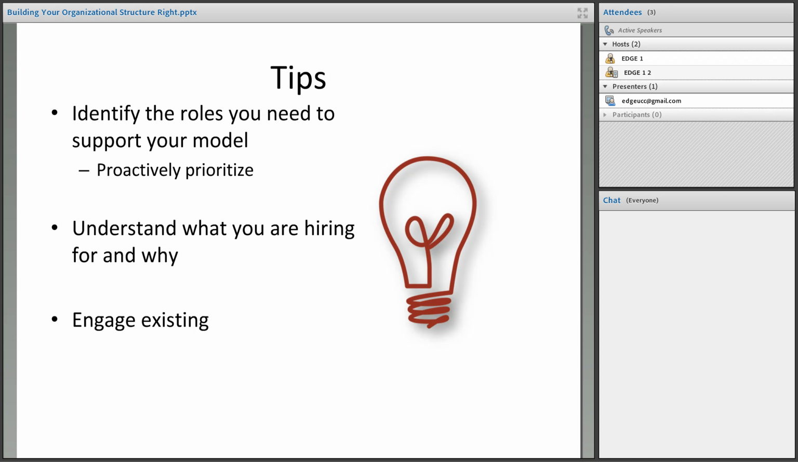And engage your existing employees. It's going to help you with the onboarding of any of the new individuals that you're going to be bringing in. So engage them. Engage them. They could even have, as I mentioned, someone that they know that would be a good fit for your organization.